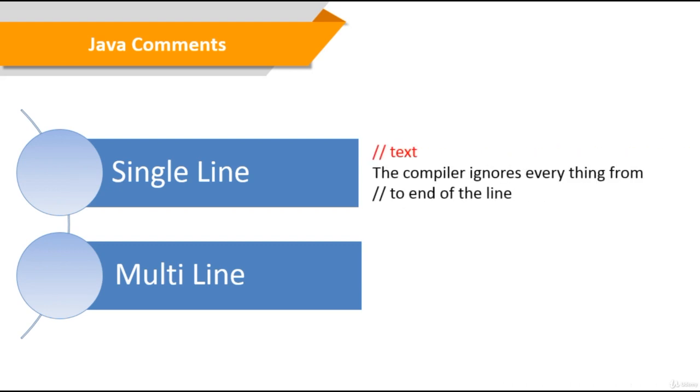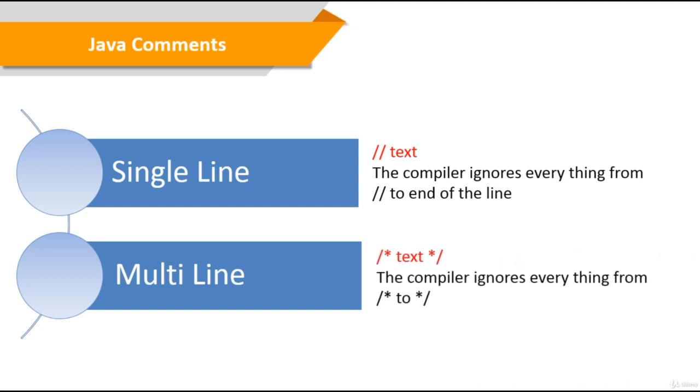So the single-line comment is used to comment only on, check it out, one line. It starts with a double slash symbol. Okay, very important. The compiler ignores everything from double slash to the end of the line. So this, of course, is the easiest type of comment.